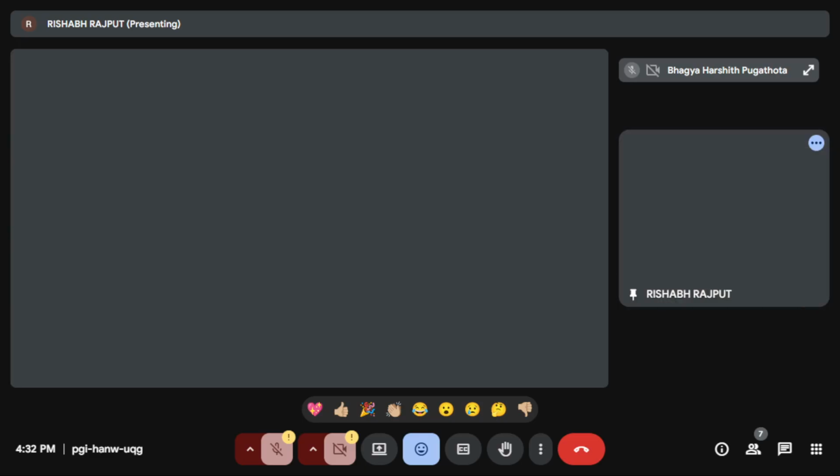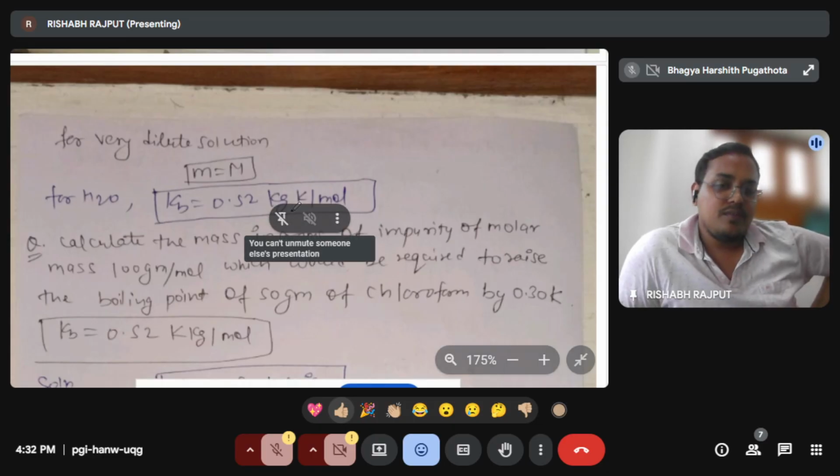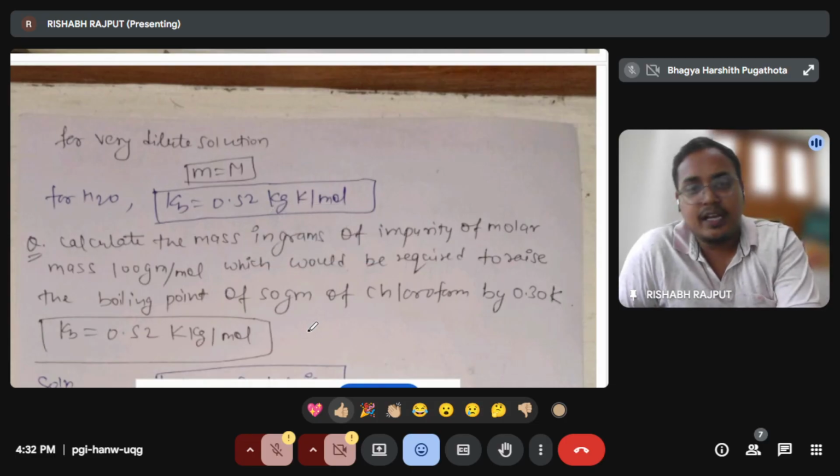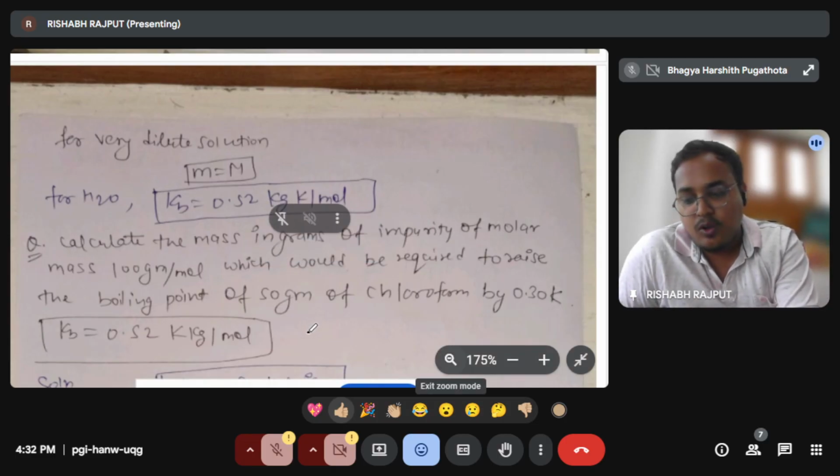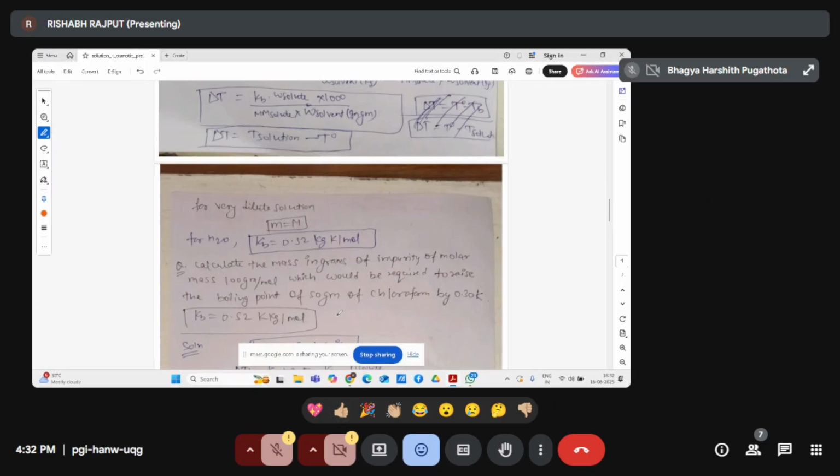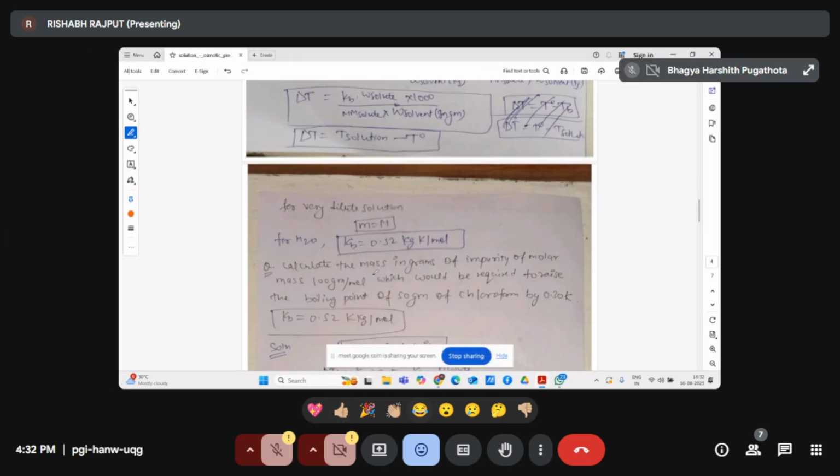For water, you have to remember this value is 0.52 kg per mole. Sometimes they will give it to you, but sometimes they will not. Because water is a very common thing, please remember it.